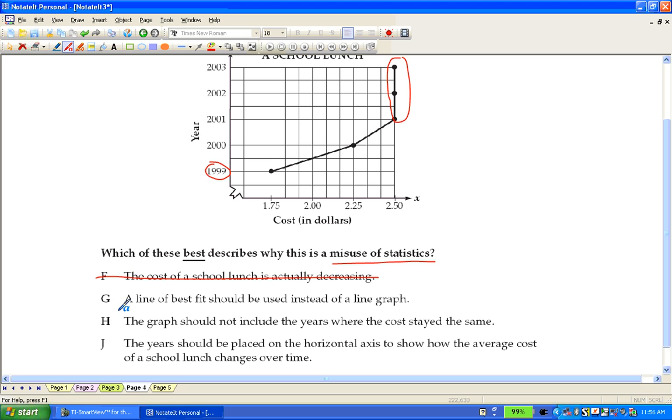Well, that's an important part of the graph because we need to know if the school lunch cost decreased or increased or stayed the same. So it's important to include those. The years should be placed on the horizontal axis to show how the average cost of school lunch changes over time. That makes a lot of sense. Alright, so it's J.